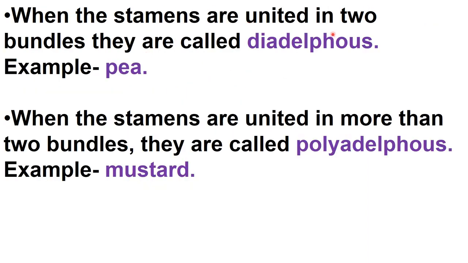And when the stamens are united into two bundles, when all the stamens are not making only one bundle but are making two separate bundles, that condition is called diadelphous, and it is found in the pea flower. The next condition is when the stamens are united in more than two bundles. They are called polyadelphous. When more than two bundles are formed by the joined stamens, that condition is called polyadelphous, and an example is the mustard flower.